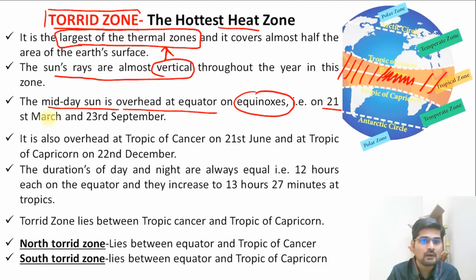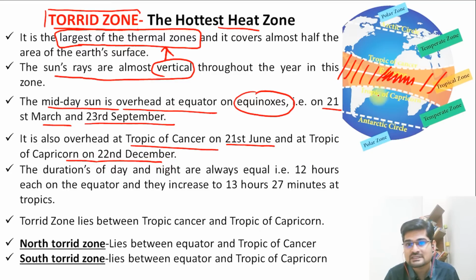So on 21st March and on 23rd September, the sun shines overhead. It means it's completely vertical. It is also overhead at the Tropic of Cancer on 21st June and the Tropic of Capricorn on 22nd December. If you see these lines, the tropics are vertical here as well as at the equator, and that is why this entire belt receives maximum solar insolation and accumulates lots of energy.